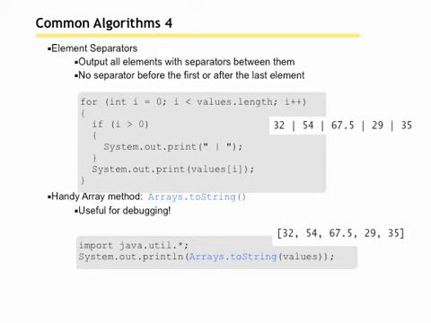A handy array method you can use is Arrays.toString, and that method will print out all of the elements in the array. So if we say System.out.println Arrays.toString and then in parentheses we put the name of our array, in this case values, it will print out all of the values in the array. This is handy because you can double check that the array actually contains the values that you think it does.